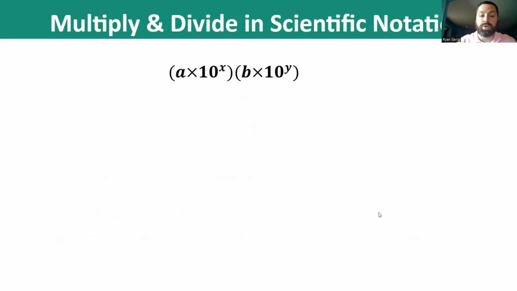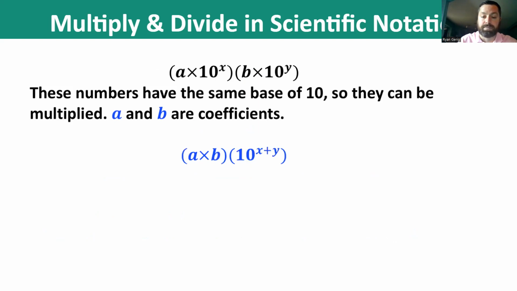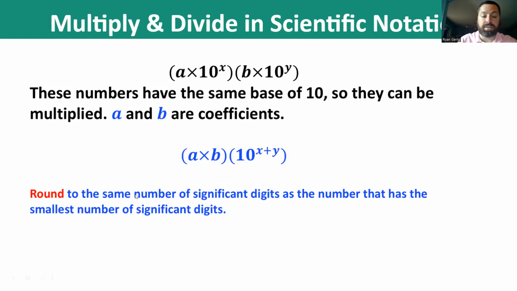What happens when I have two numbers in scientific notation? In that previous example, we only had one. Well, these numbers have the same base of 10, so they can be multiplied. The way you do this is you take the coefficients a and b and multiply them together. So a times b, and then you take 10, which there's two 10s, so the same bases, so I add my exponents. So 10 to the x plus y. Now you round to the same number of significant digits as the number that has the smallest number of significant digits. That'll make more sense once we get to the next problem.